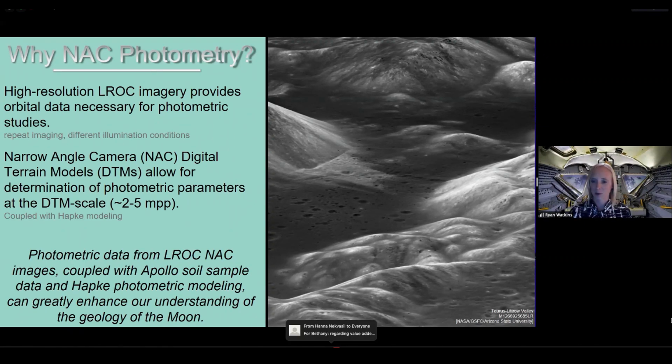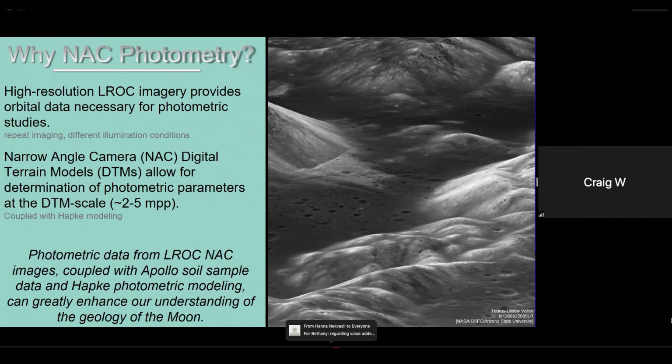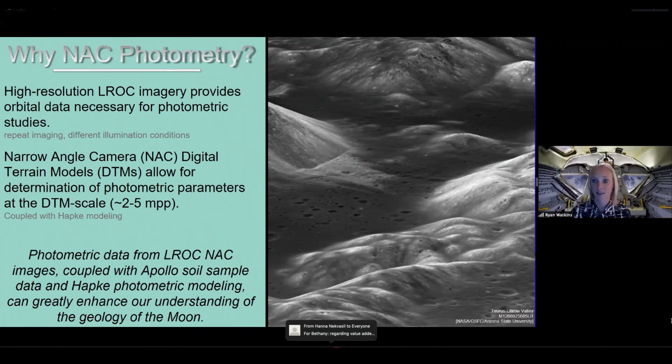One of the reasons that we use LROC imagery is that it gives us the orbital data necessary for these photometric studies. Specifically, we have repeat imaging at different illumination conditions of the same areas, and this really allows us to do some good photometric modeling. When you combine LROC imagery with narrow angle camera scale digital terrain models, then we can determine photometric parameters at the DTM scale, so 2 to 5 meters per pixel. These photometric parameters will depend on different things like composition or physical properties.